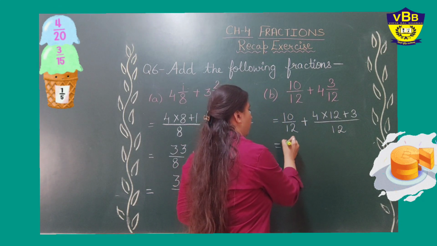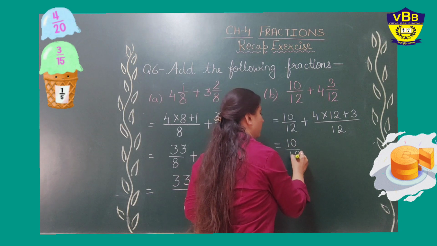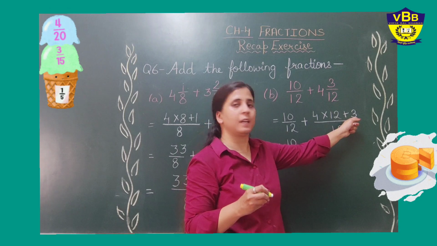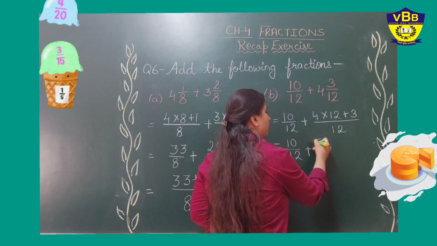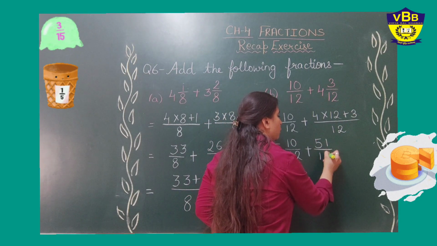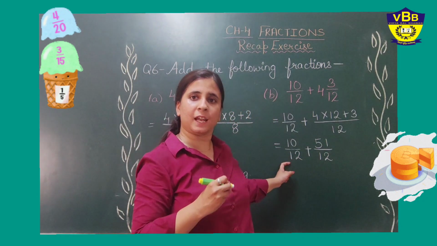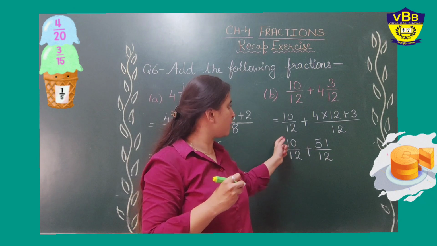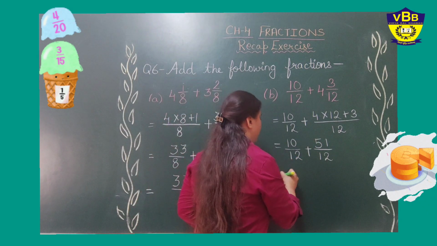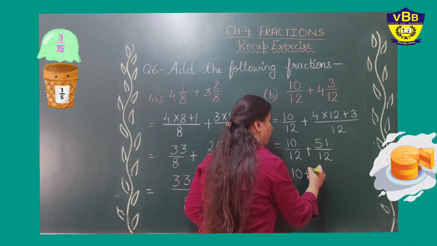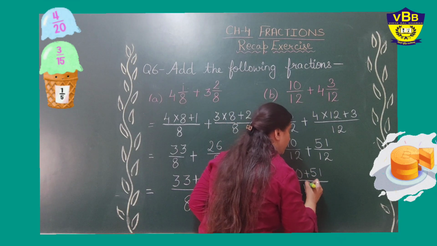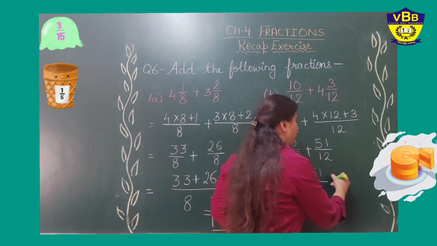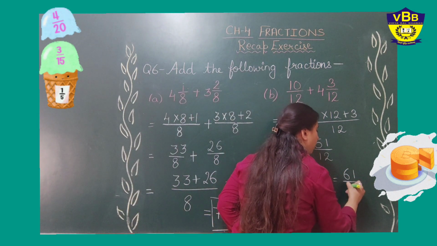Again 10 upon 12 as it is, plus 4 12s are 48 plus 3, 51. It becomes 51 upon 12. Now again they are like fractions. 12 is the denominator of both the fractions, so simply add the numerators. 10 plus 51, denominator remains as it is. Okay, 10 plus 51 becomes 61 upon 12.